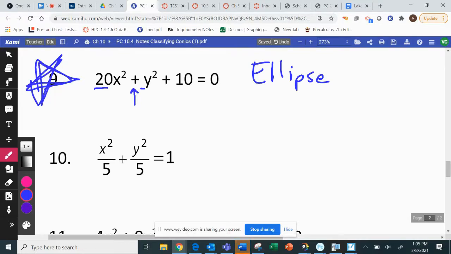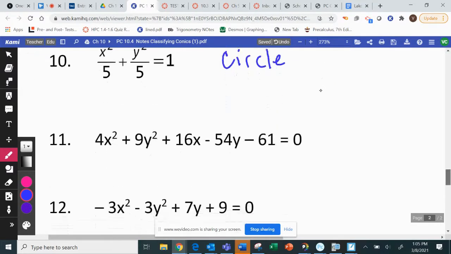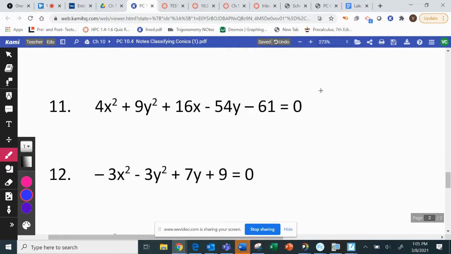Number 10. Volunteer, please. Sanjay. Circle is correct, but it's not in the correct form. It says equals 1. Okay, well, we can make it in the correct form, and then it wouldn't say equals 1 anymore, right? All right, 11.